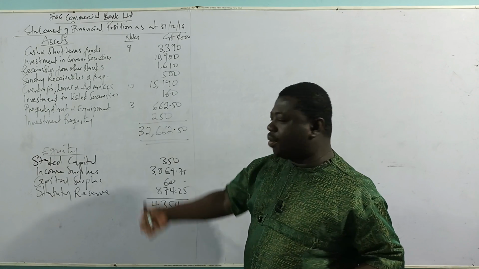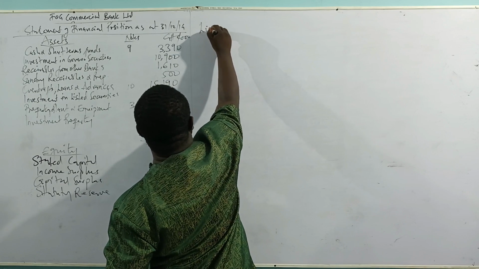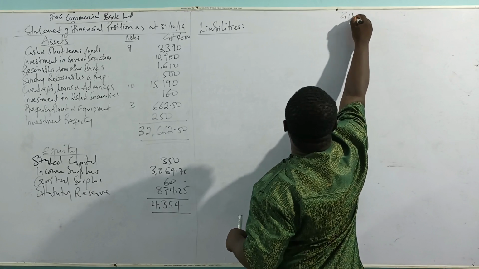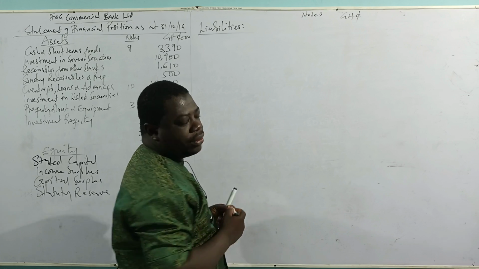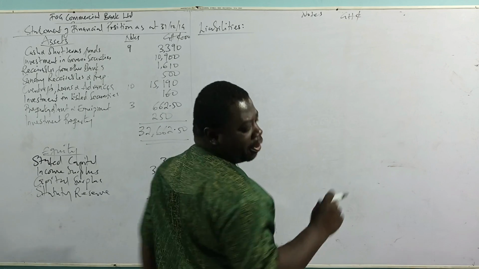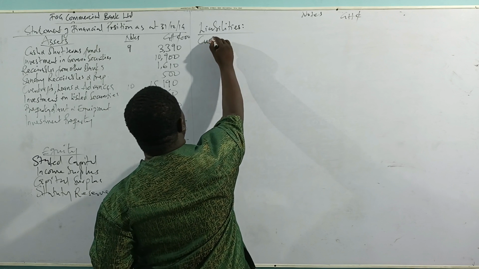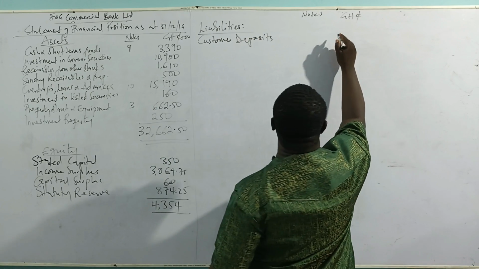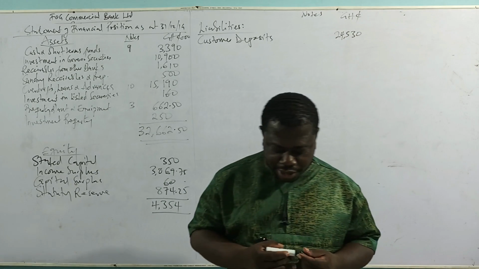So we are not going to waste time with the equity. I think we are okay with that because we just did that. Then finally, we can look at our liabilities, with your Ghana cedi sign and the notes. Now with the liabilities, remember that from the question, let's pick them out. There were some customer deposits of 24,530. So customer deposits is the first liability. I'm not listing them in any particular order. 24,530. This is direct from the trial balance.